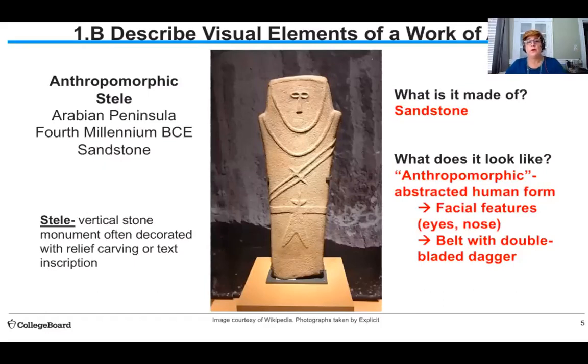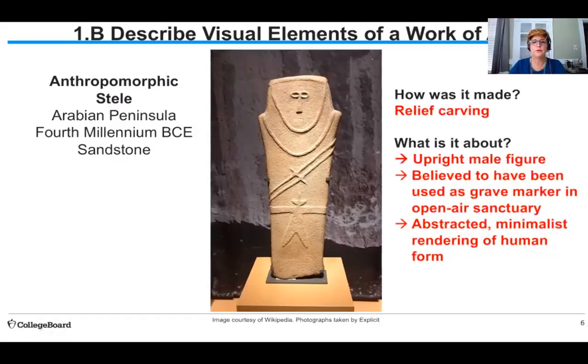Getting back to what we need to do with our visual elements description, what does it look like? Well, it's something called anthropomorphic. We also get that from the title, which is a term that means an abstracted human form. It's human-like. And where do we see that? Well, let's take a closer look. We have some facial features here, a pair of eyes, a nose. We see he's wearing a belt with this double-bladed dagger. So these are all things that indicate we're dealing with a human form, even if it's not a fully representational form. So this is mostly form and content.